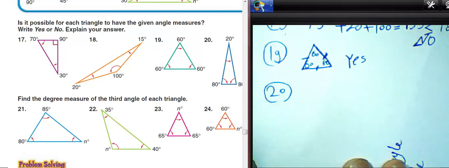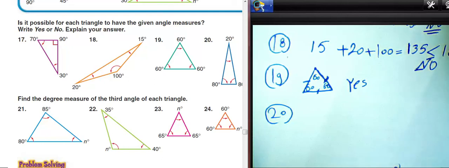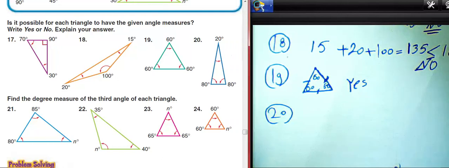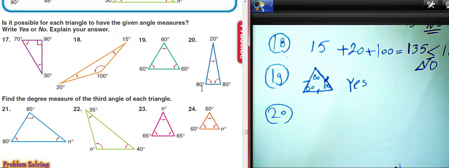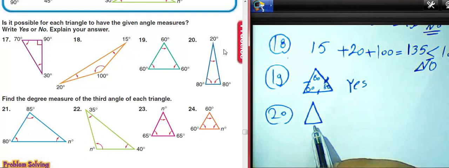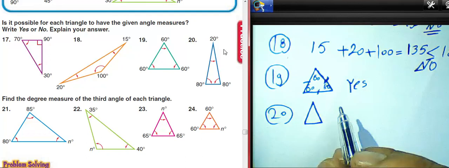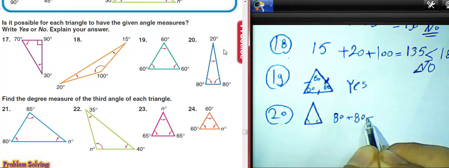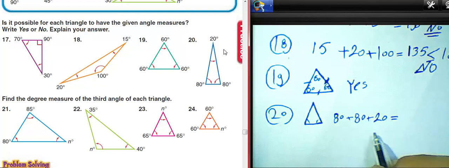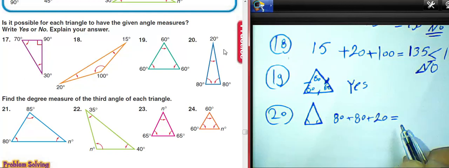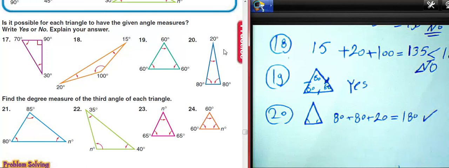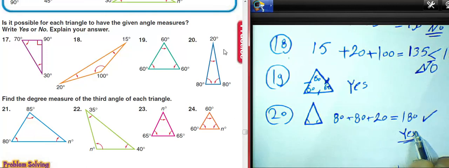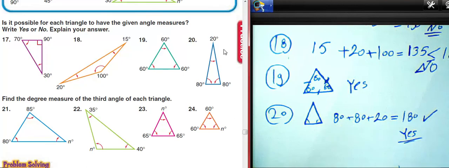Question 20. Look here. We have a triangle. The measures of the two base angles are 80 and 80, and the vertex is 20 degrees. We know the sum of interior angles must equal 180. So 80 plus 80 plus 20 equals what? 80 plus 80 is 160, plus 20 equals 180. So yes, we can draw a triangle with all these angles.